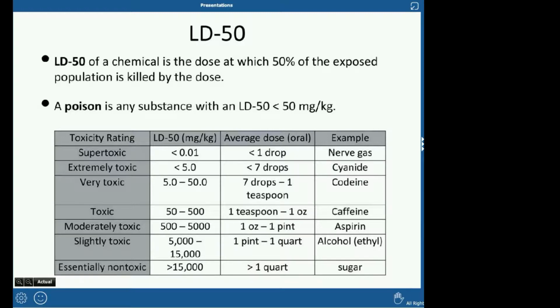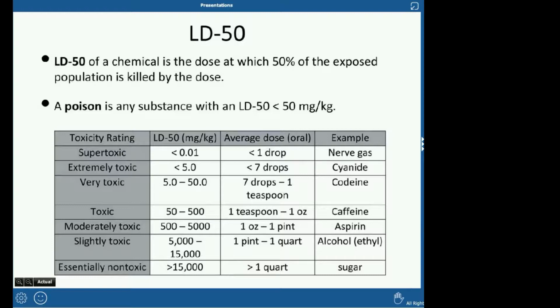Okay, so here's our LD50. I know I just mentioned it again. It's basically the dose at which 50% of the population is killed, or 50% survives. And then a poison is any substance that has an LD50 of less than 50 milligrams per kilogram. So you can see here, I have this list, and things that are essentially non-toxic, like sugar, right? You have to have over 15,000 milligrams per kilogram in order for sugar to make you sick. Slightly toxic is 5,000 to 15,000 milligrams per kilogram, like ethyl alcohol, for example.